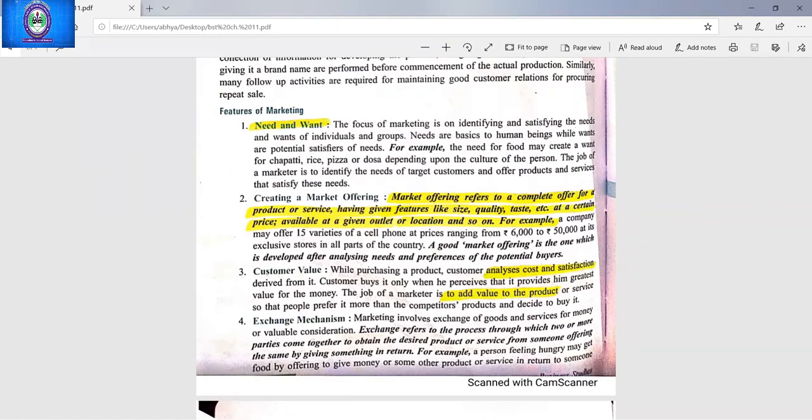So a good market offering is the one which is developed after analyzing the need and preferences of the potential buyer. Because if you have developed the product according to the need, then definitely the customers will be buying that product because the product will be satisfying their needs. Okay. So next is the customer value.